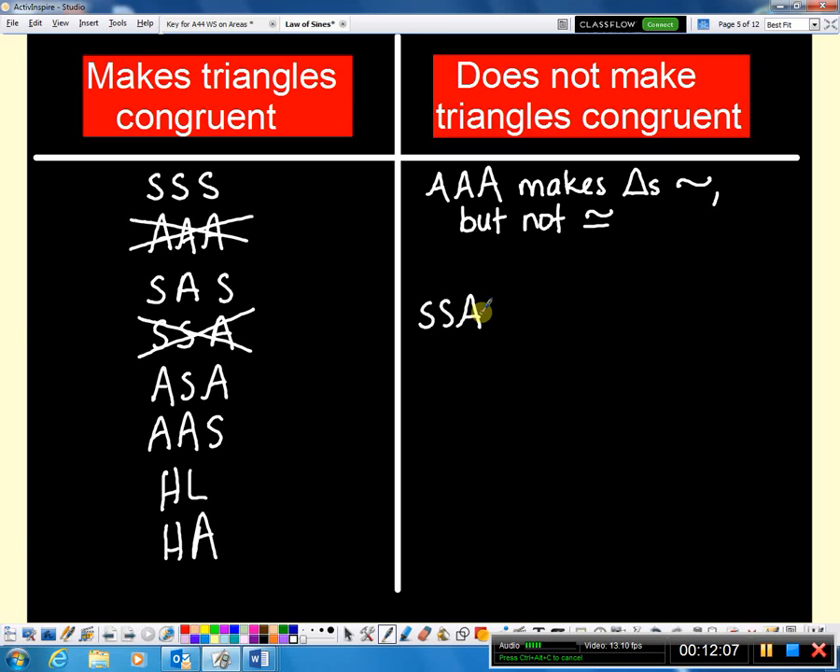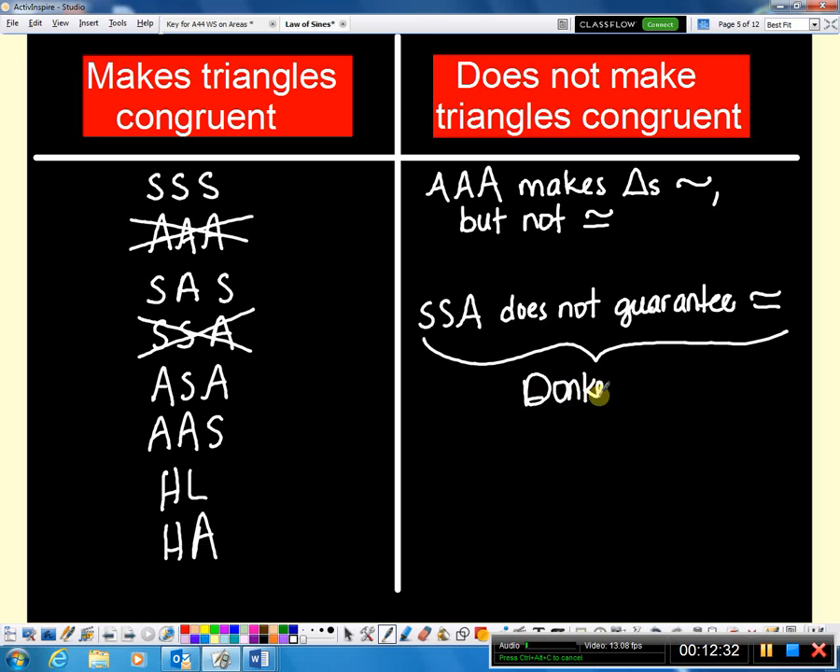So side-side angle does not guarantee congruence. It also doesn't guarantee similarity. It doesn't guarantee anything, in fact. Well, I want you to reverse the order of the letters and understand that I'm going to call this the donkey theorem.